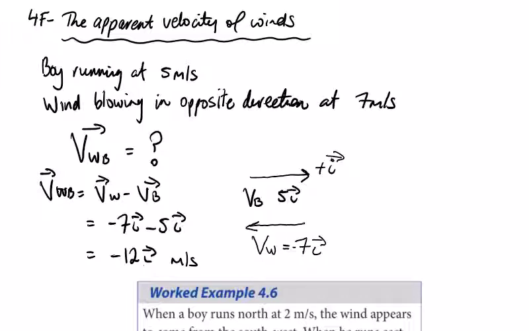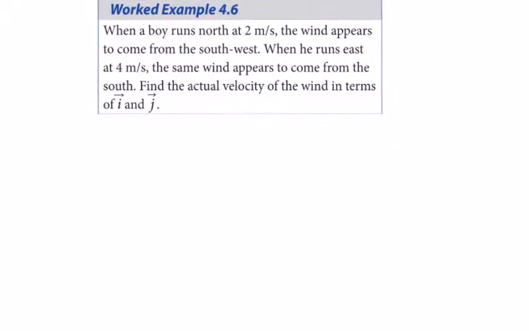So we look at the first example. When a boy runs north at 2 meters per second, the wind appears to come from the southwest. When he runs east at 4 meters per second, the same wind appears to come from the south. Find the actual velocity of the wind in terms of i and j. So we'll set up a couple of equations in x and y, or a and b. Coming from the southwest is important here. So if it's coming from the southwest, we can see here that x is equal to y, this 45-degree angle from the southwest. So that will help us further on in the question.